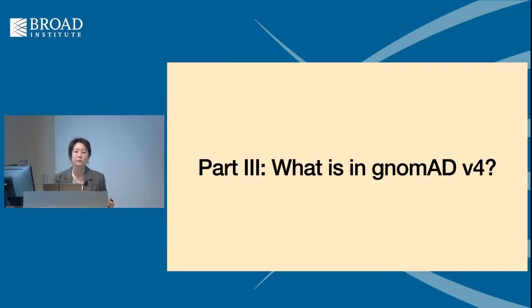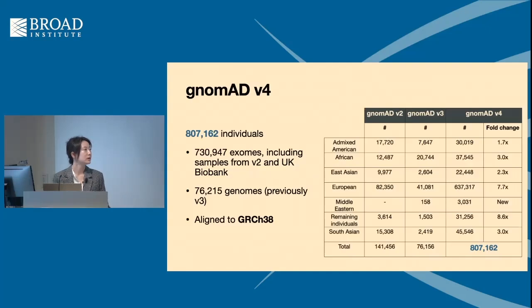So moving into part 3, what is actually gnomAD v4? gnomAD v4, as I've mentioned, contains over 800,000 individuals, and there are 2 data types: 730,000 exomes, so this includes samples from gnomAD v2 and about 400,000 samples from the UK Biobank, along with 76,000 genomes, which were previously released as gnomAD v3. This dataset is aligned to genome reference build 38, so if you are used to v2, that is aligned to 37, so this is a new change.